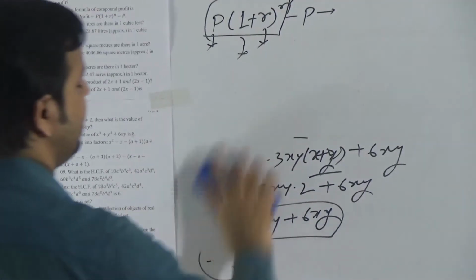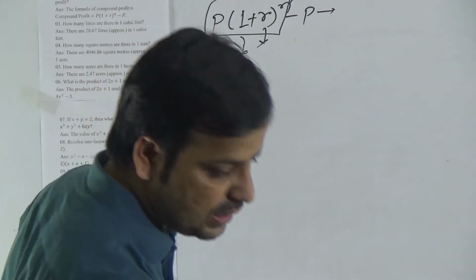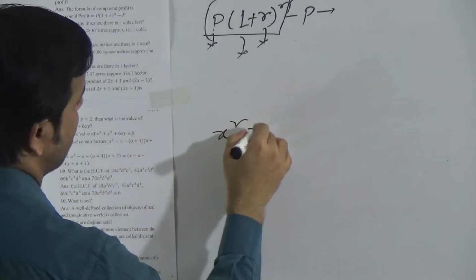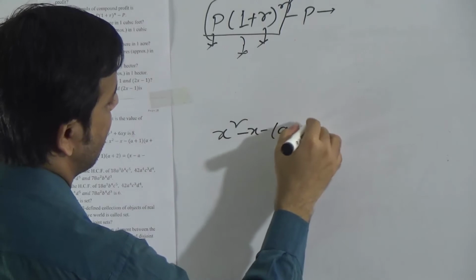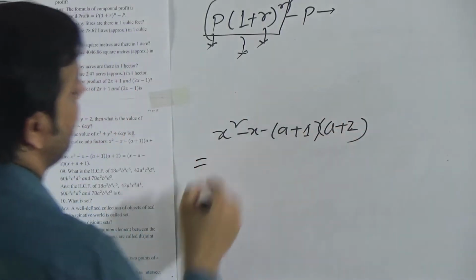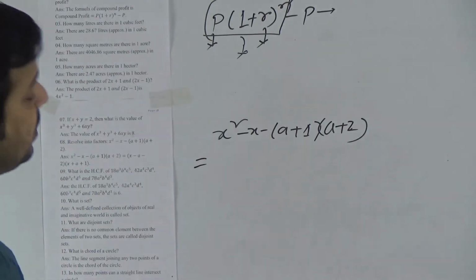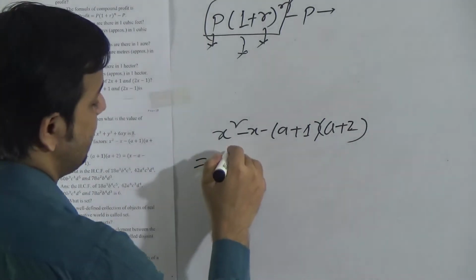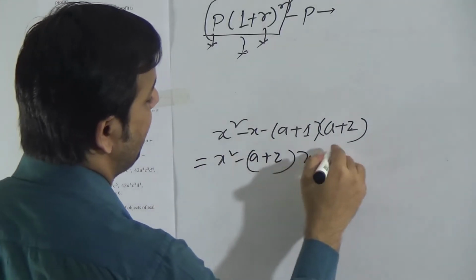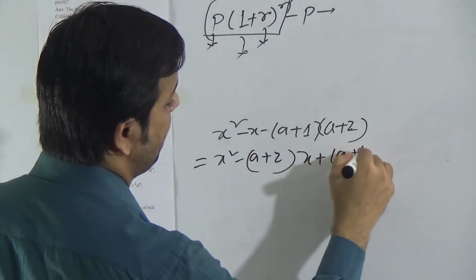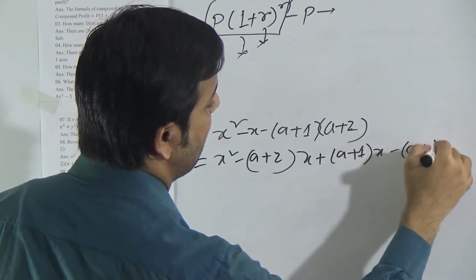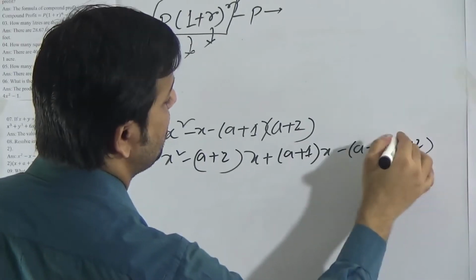So we can write here, this is given from your book directly: x square minus x minus (a plus 1) into (a plus 2). The students, we have done this one before. Now see how we can solve x square minus (a plus 2) into x plus (a plus 1) into x minus (a plus 1) into (a plus 2).